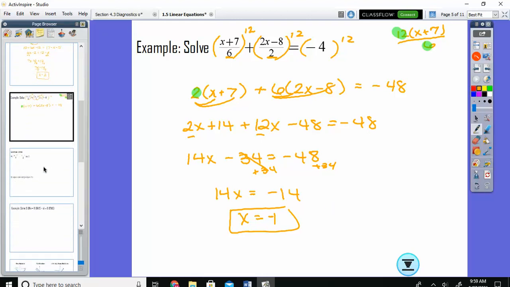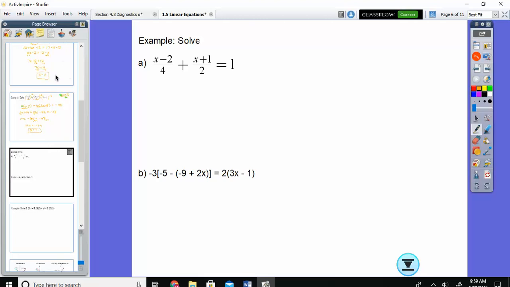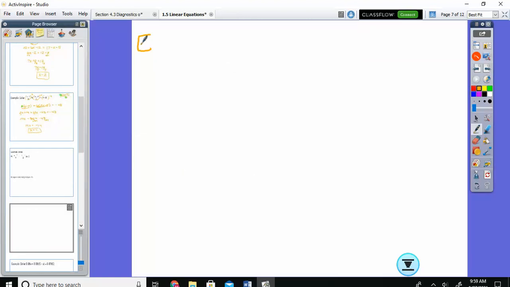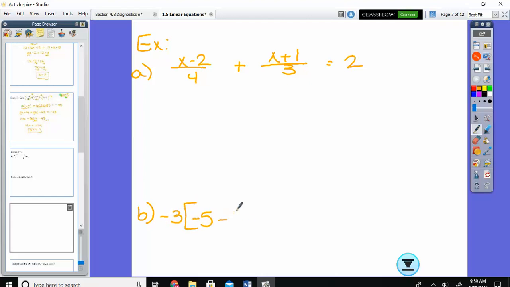Let's do, I'm going to change this one. Okay. I want you guys to do this one. I'm going to put 2 examples up here. Do the first one. If you finished it and have time, you can start the second one also.